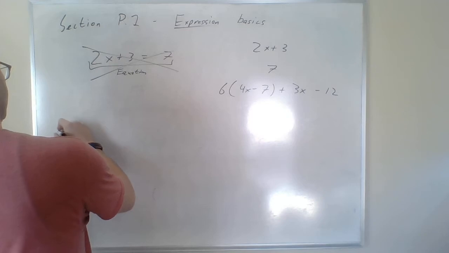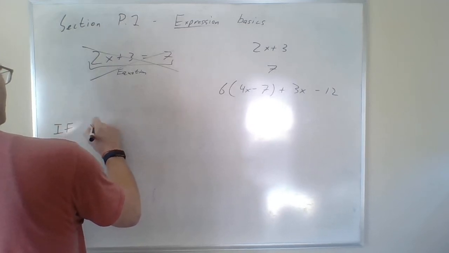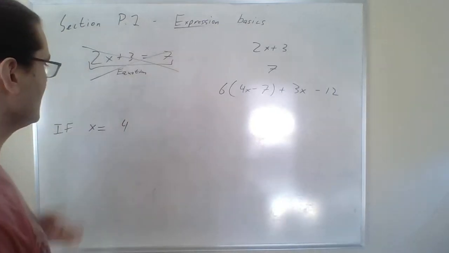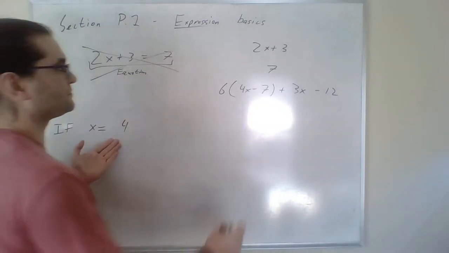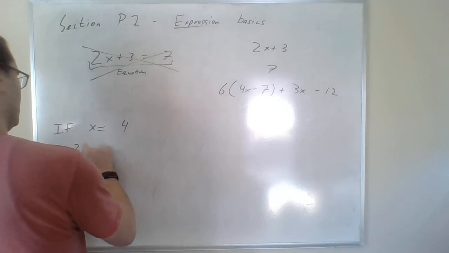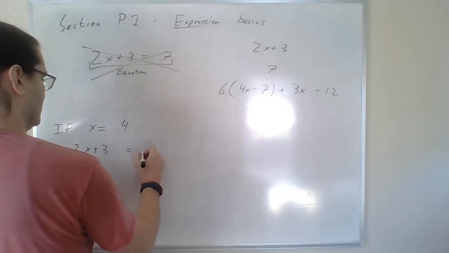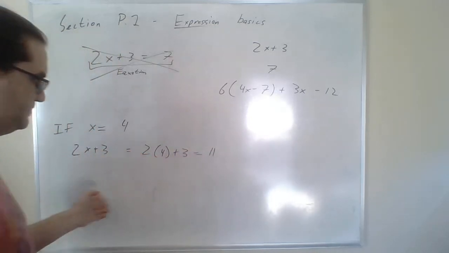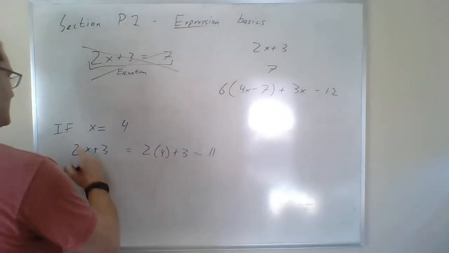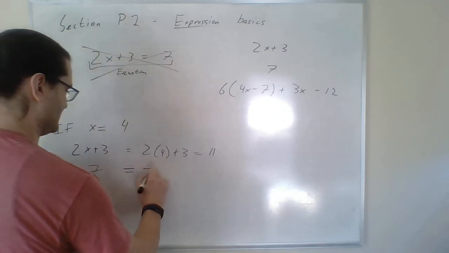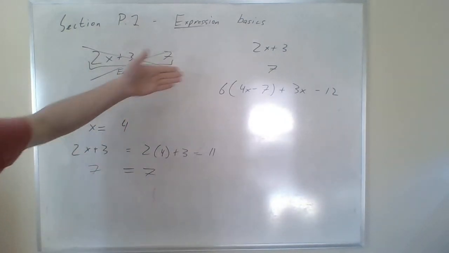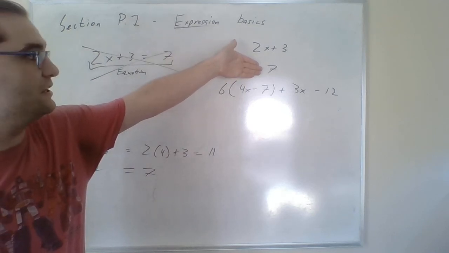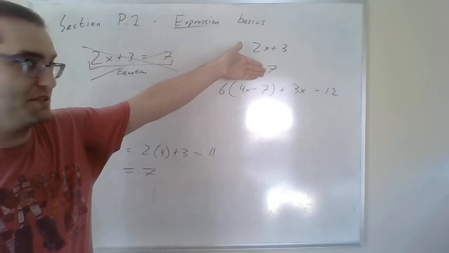Let's say we have, let's start with 4. If x is 4, then 2x plus 3 would be 2 times 4 plus 3, and that'll give you 11. If x is 4, 7 is still just 7. There are no x's in it, so it doesn't change. It doesn't matter what x is, 7 is always going to be 7.